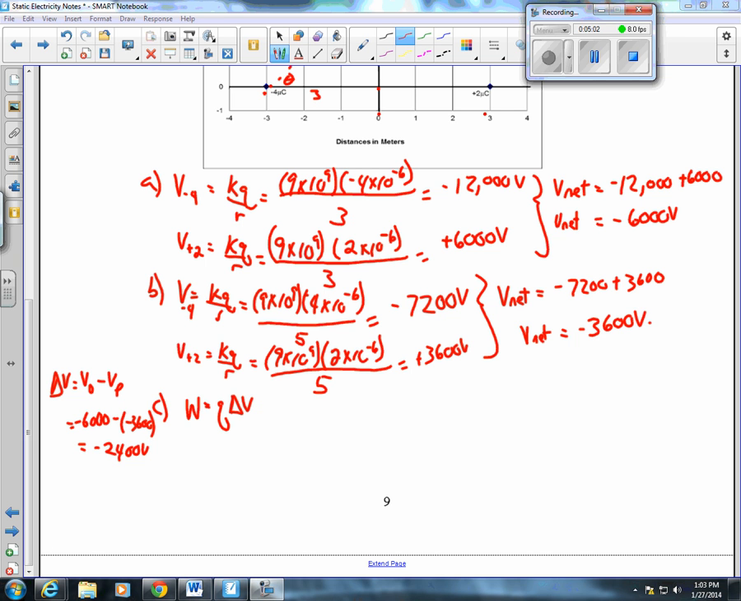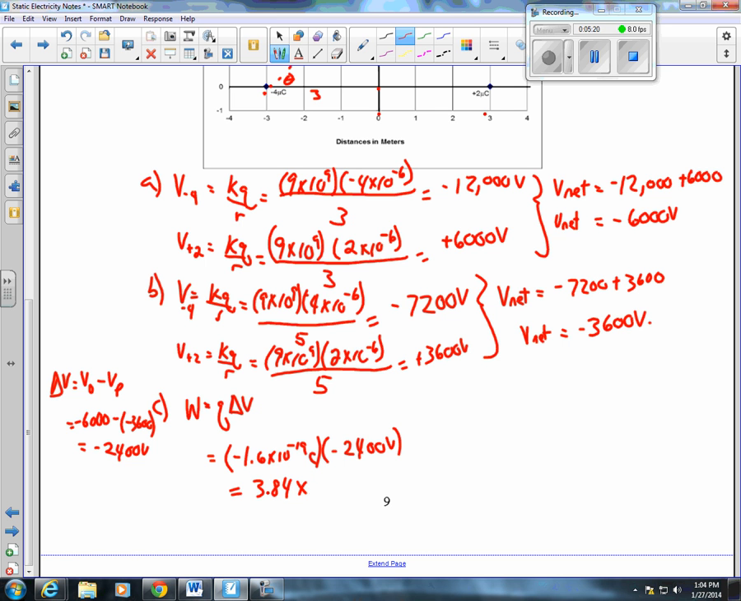So then I'll get work equals, now it's electrons, so the charge is negative 1.6 times 10 to the minus 19 coulombs, times my delta V is negative 2400 volts, and that's going to give me a value of 3.84 times 10 to the minus 16 joules.